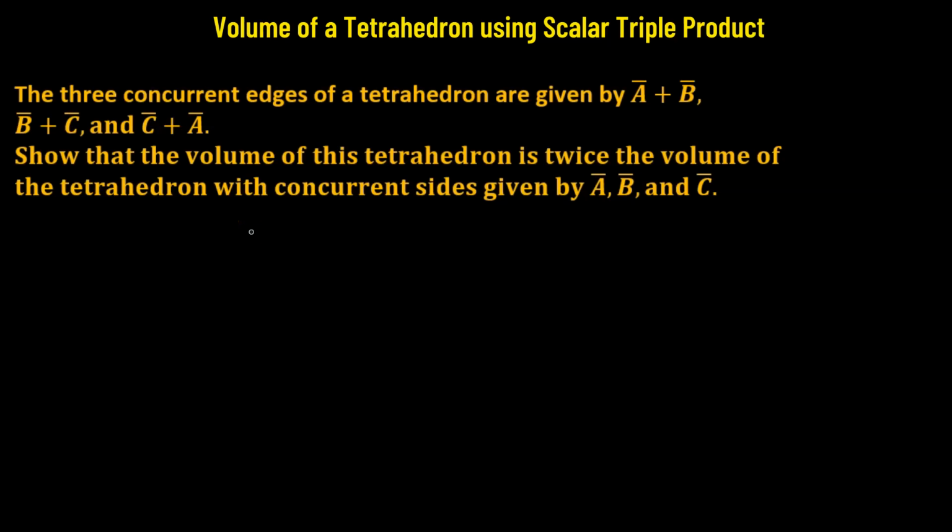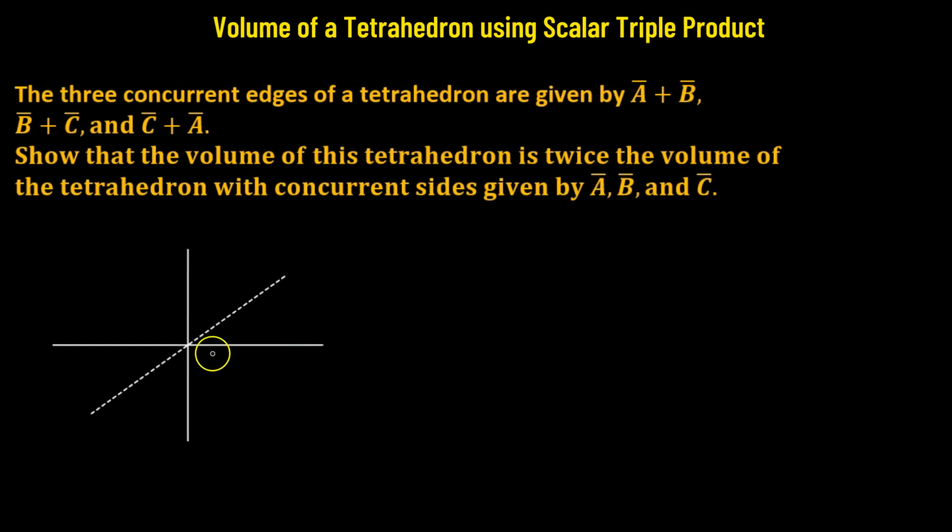So in this problem we have the three concurrent edges of a tetrahedron. Those are given by the vectors a plus b, b plus c and c plus a. So let's try to illustrate this particular tetrahedron.